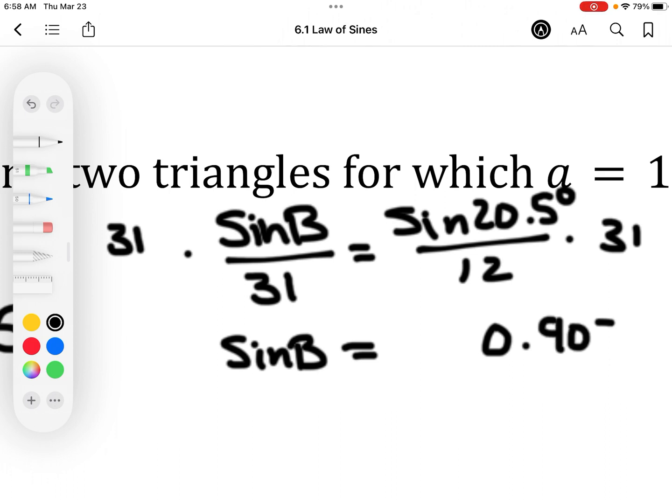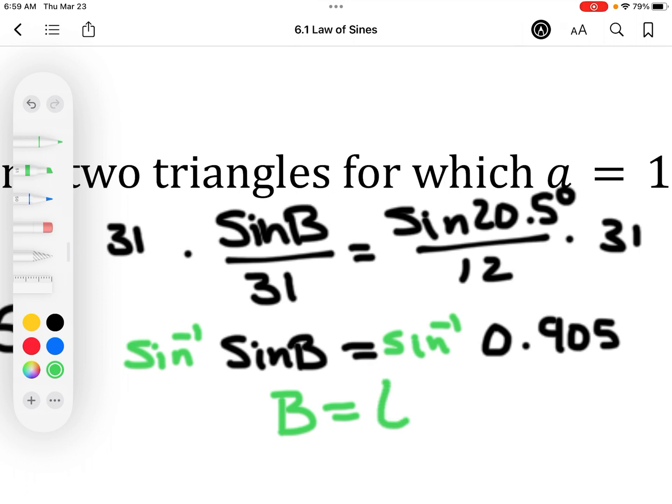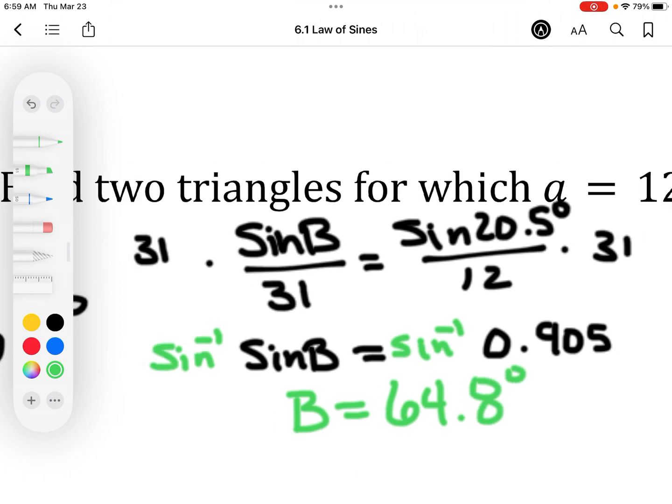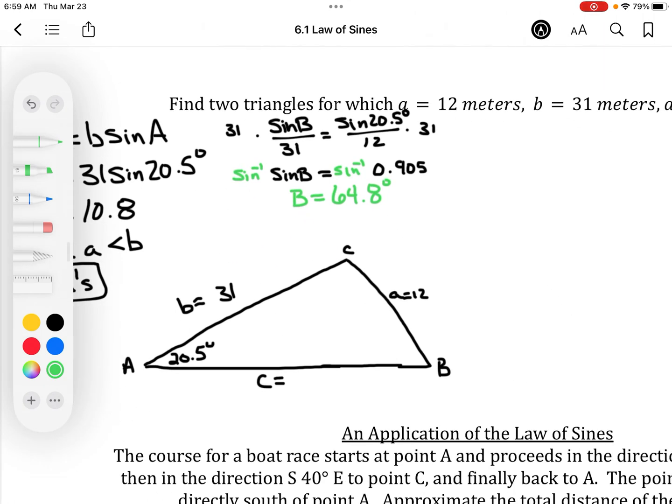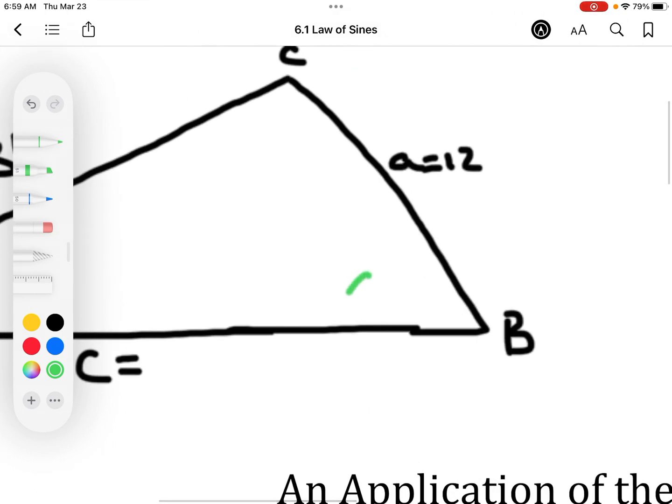I'm getting 0.905. And now I always leave a space here because I know I'm going to have to show it, take the inverse sine. Make sure you're showing this step in green here because I am not a mind reader. And that B angle is about 64.8 degrees. And we can put that in our picture.